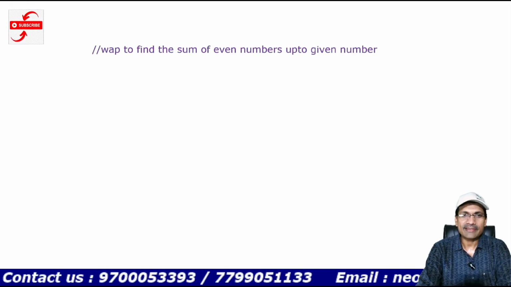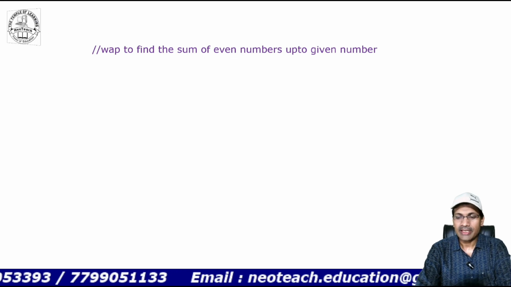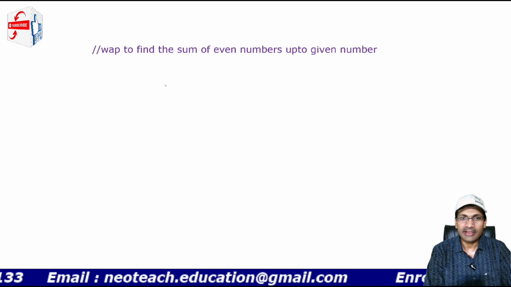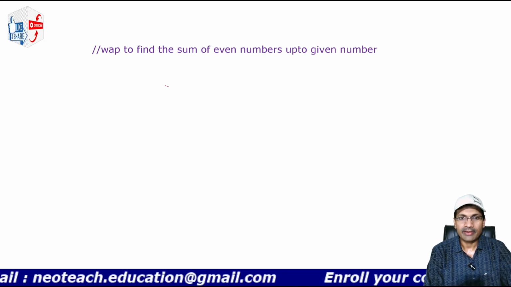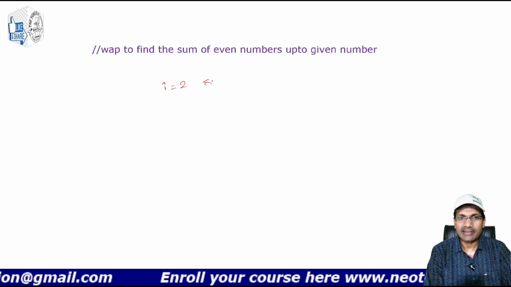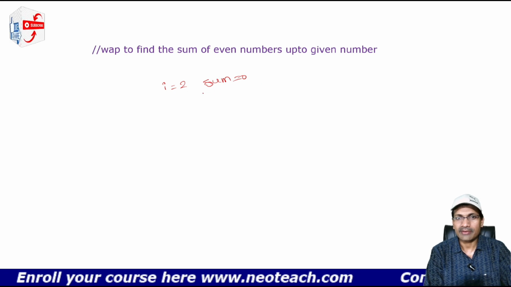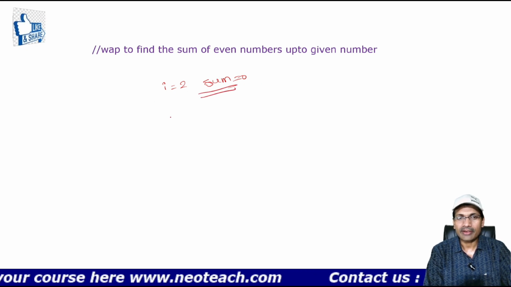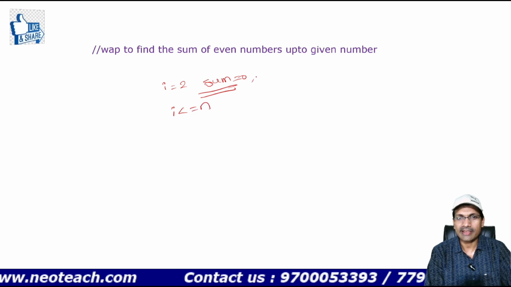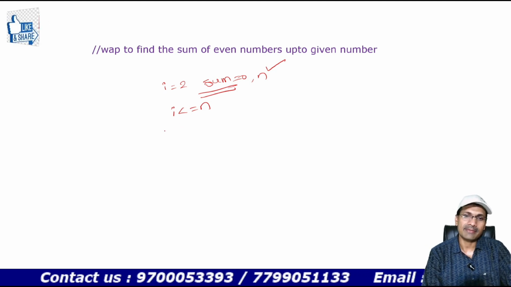The next program is: write a program to find the sum of even numbers up to a given number. Okay, so sum of even numbers means here also the same condition. See, we will take that I value is equal to 2, and initially the sum is equal to 0, right? Every time we are going to check the condition that I is less than or equal to n, because n is the given number. Up to that number we are calculating the summation of even numbers, right?